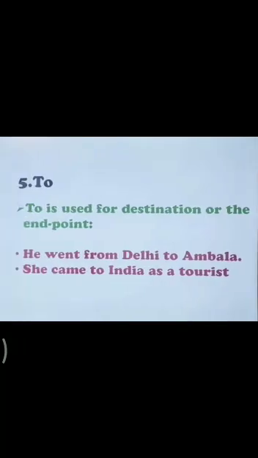Then we have to. To is used for destination or the end point. He went from Delhi to Ambala. Now it is telling the destination, from where a person has started, and the end point also. She came to India as a tourist.